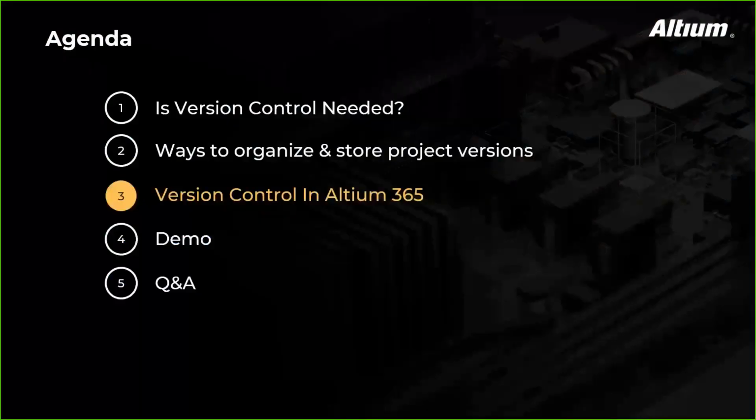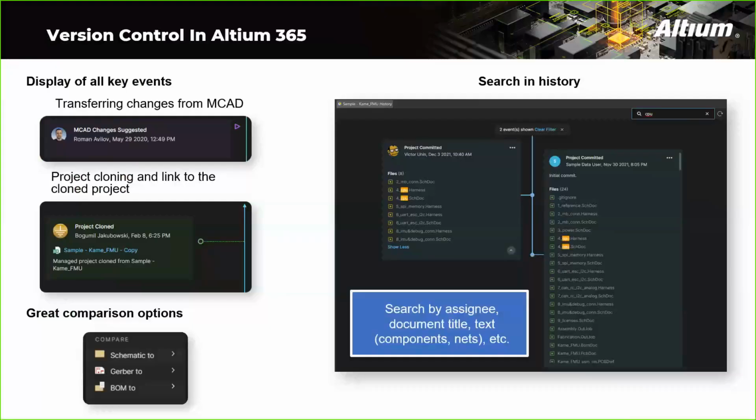Version control in Altium 365. In addition to regular commits, changes are tracked via the MCAD system. So when working with the MCAD CoDesigner, you will also be able to see those on the project history timeline. You are also able to see information when a project history revision has been cloned, as well as a link to the project.